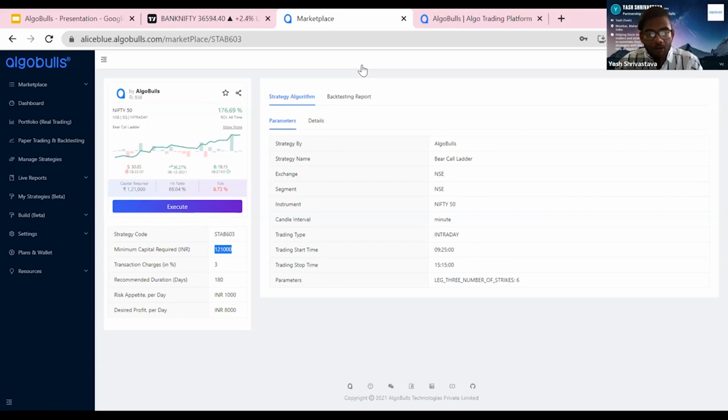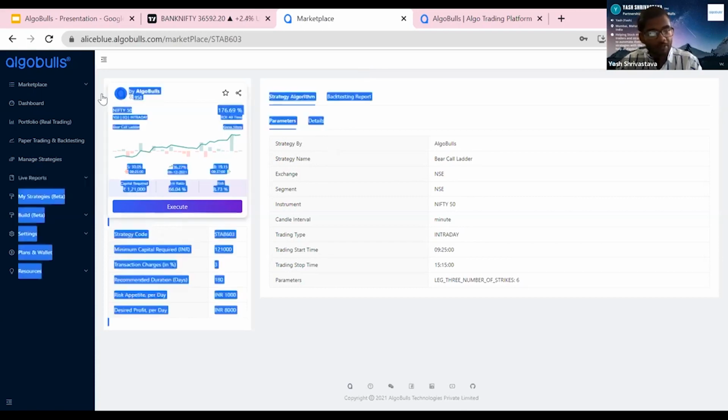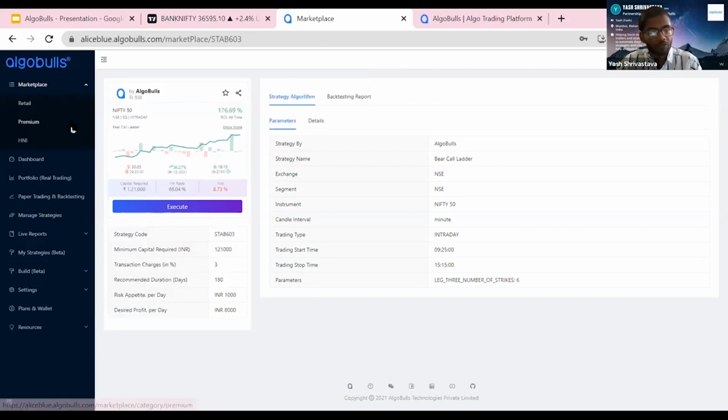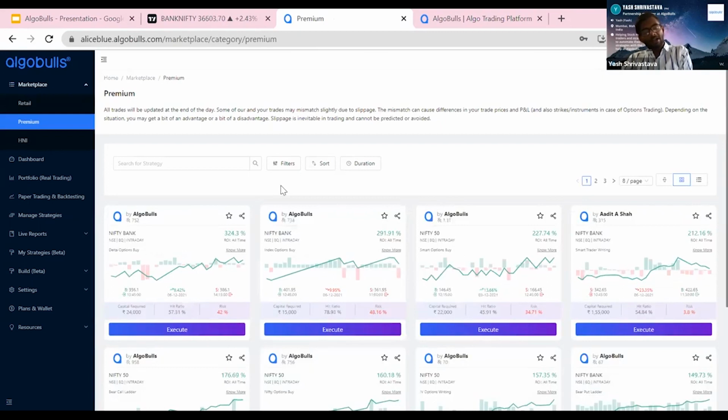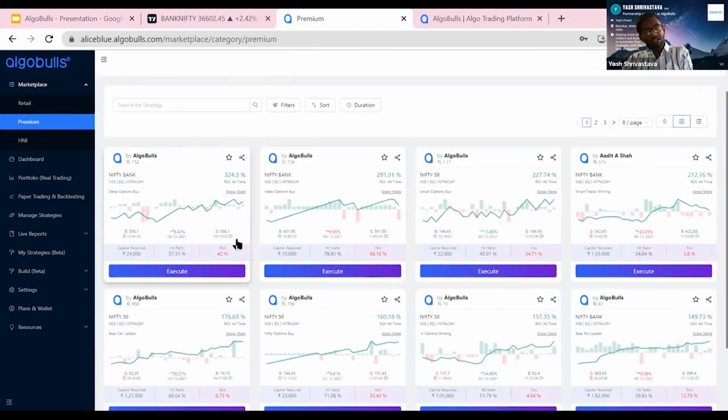Yeah, so talking about option buying plan, we have a marketplace, or a buffet of strategies in option buying and option selling. On the marketplace, you could see each and every parameter. So I'll just show you.